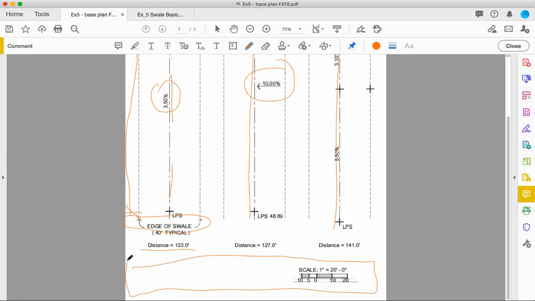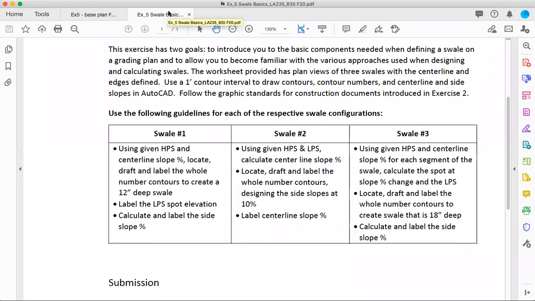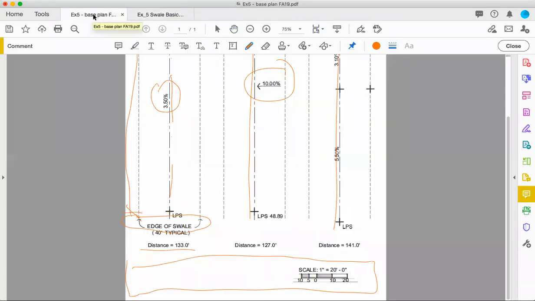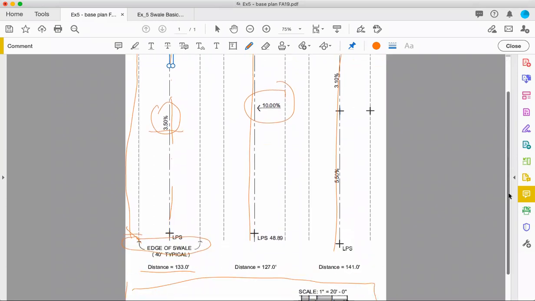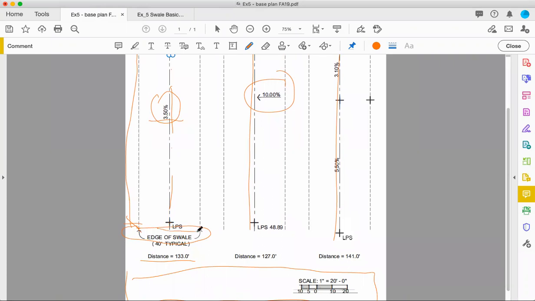So let's go back to the specific guidelines for each of the swell configurations. The first one: you're given HPS, you're given a centerline slope, and there's no LPS here. That means the elevation of LPS is for you to calculate. So how do you calculate the LPS? Essentially, that's by calculating V, right?